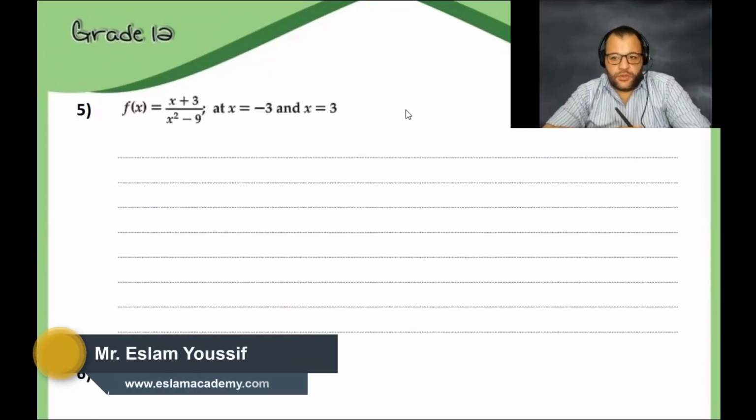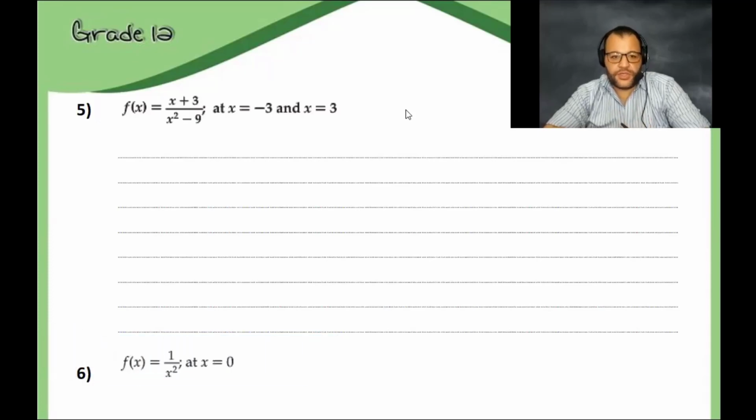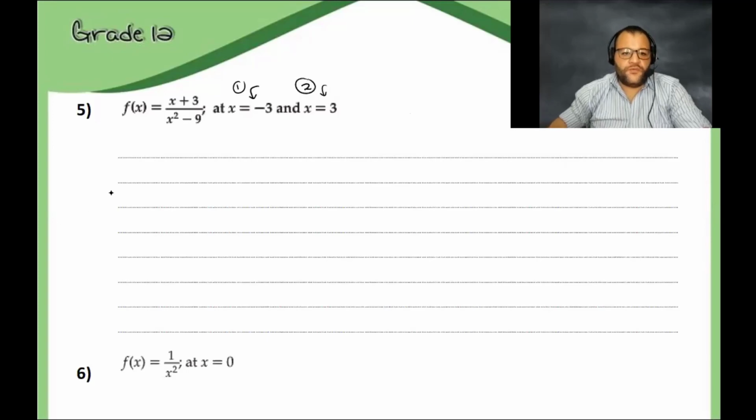Today, inshallah, we will continue with continuity and discontinuity of a function, and how we can find the end behavior and the limit. For the function f of x equals x plus 3 over x squared minus 9, we need to check the continuity for x equals negative 3. That's the first question. And for x equals 3, that's the second one. So for the first one, how can we check the continuity?